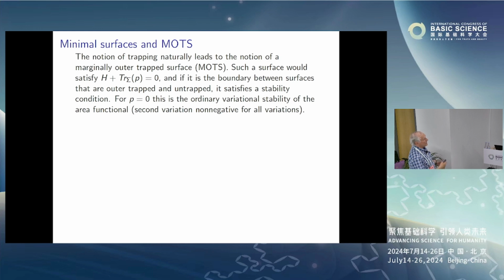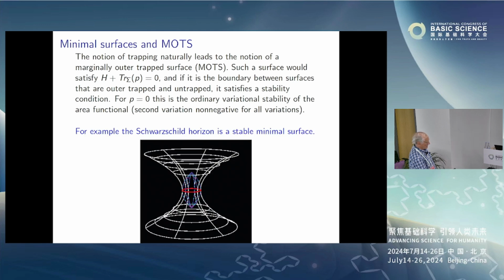And so similarly, the notion of trapping. In general, the condition on an outer trap surface would be the condition that the mean curvature plus the trace of p is 0. So if p is 0, then it's just a minimal surface. And so, for example, the horizon of the Schwarzschild is a stable minimal surface. And Penrose's theorem says that if you have initial data that contains any compact, any closed outer trap surface, then in fact it leads to a singular spacetime, an incomplete solution.